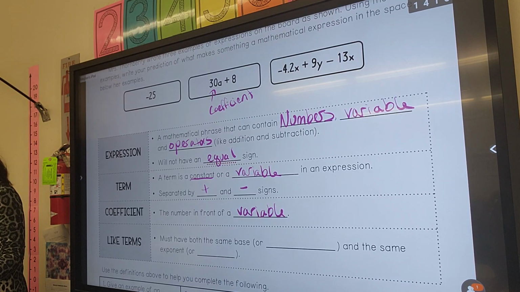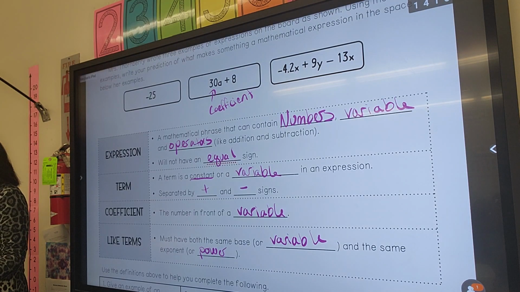Like terms, this is very important. Like terms must have both the same base or variable and the same exponent or power. So like terms would be numbers that both have x with them, or just your plain numbers, like negative 25 and 25 would be like terms. Good.